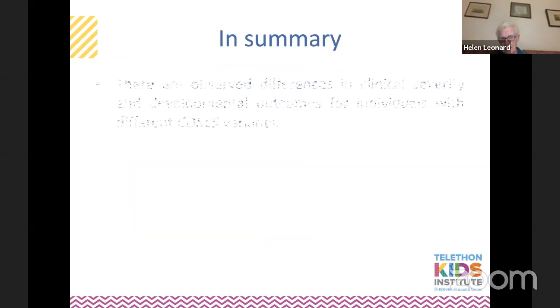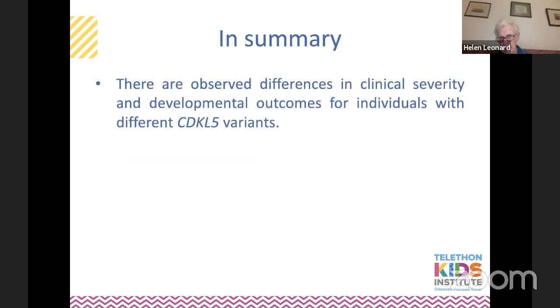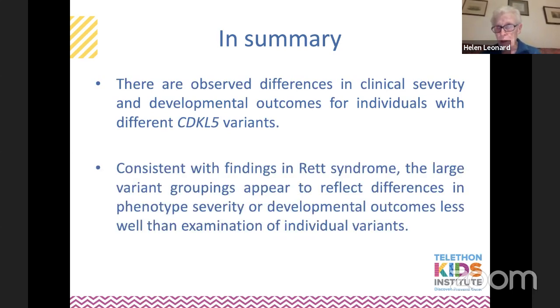I think it is interesting that we have actually been able to detect difference in clinical severity and developmental outcomes for individuals with these variants, given that we really still have very small numbers for each group. So we are finding that, consistent with the findings in Rett syndrome, when you group them into large groups, as we did originally, you are not seeing the statistically significant differences that you see when you look at individual mutations.